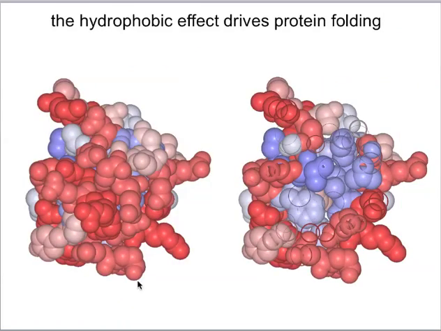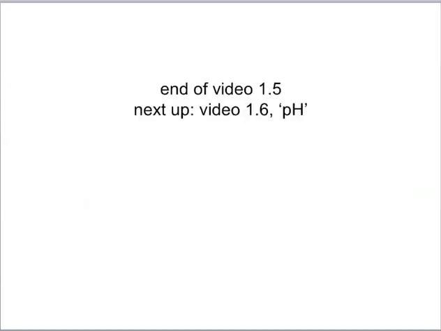Here's a static image of that. Again, we take the protein, we see that it's covered with polar surface area exposed to water. We slice the molecule in half, we see that there's a hydrophobic core. And again, the sequestration of that hydrophobic structure is what drives the structure formation in proteins, as well as other biological molecules. That brings us to the end of this video.